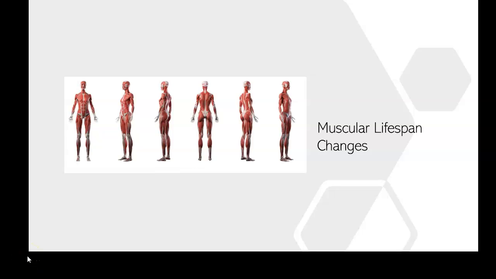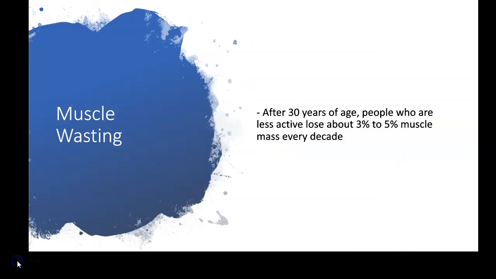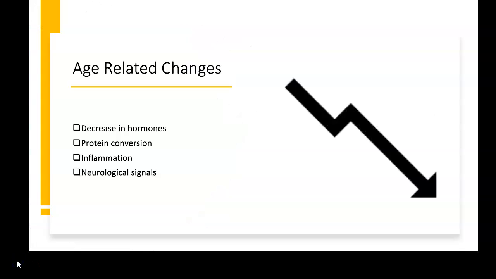Muscular lifespan changes. For homework number 4, I had chapter 9.9, section 17, and I'll be talking about our muscle changes due to age. After 30 years of age, people who are less active lose about 3 to 5% muscle mass every decade. This is also known as sarcopenia. Causes muscle wasting and age-related changes.